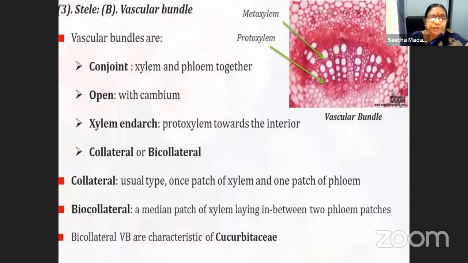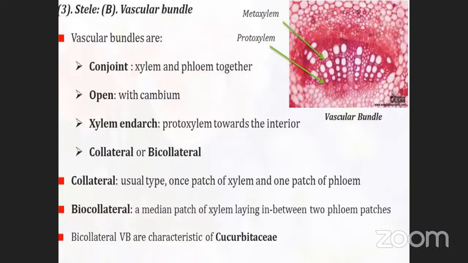Vascular bundles in the dicot stem are described as conjoint, collateral, open, and endarch. Conjoint means xylem and phloem together form a bundle. When cambium is present, the vascular bundle is described as open, and xylem position is endarch, that is, protoxylem faces towards the center and metaxylem faces towards the periphery. Collateral means one patch of xylem and one patch of phloem are present. Bicollateral means xylem is present between two phloem patches, and bicollateral vascular bundles are a characteristic feature of Cucurbitaceae.